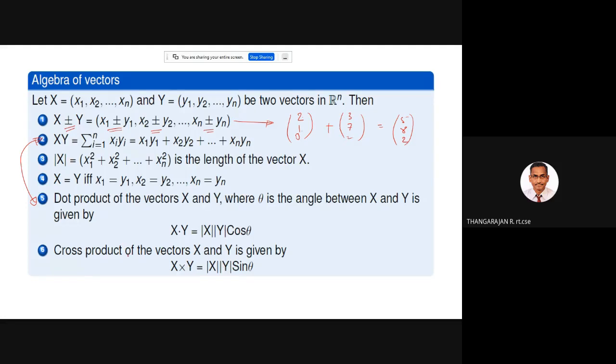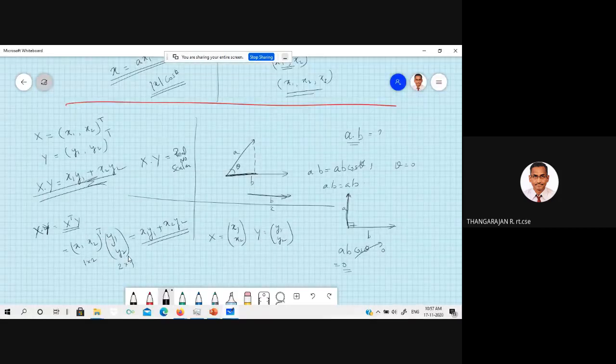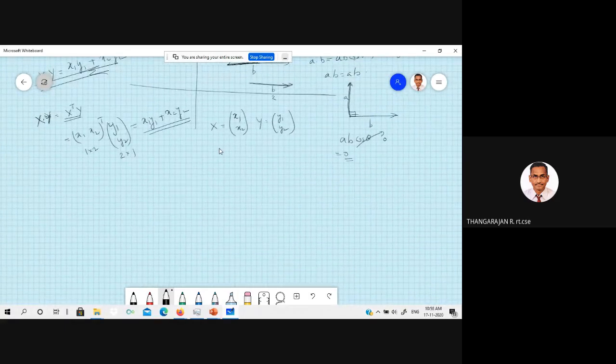And what is the cross product? The cross product is the reverse. For example, I want to take the cross product of these two. I take x cross y, which is x into y transpose, where x is x1, x2 and y is y1, y2, because I am taking y transpose. Now you just multiply. This is a 2 cross 1 matrix and this is 1 cross 2.